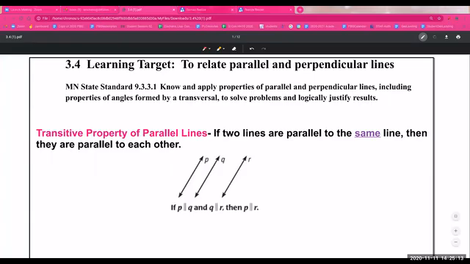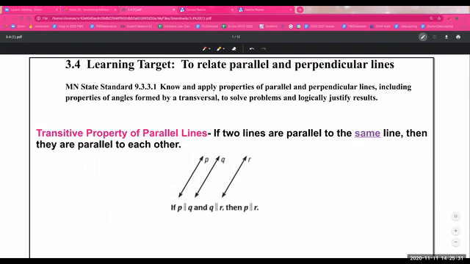Hi, this is lesson 3.4, and in this lesson we are going to be relating parallel and perpendicular lines. Now, the first thing we want to talk about is the transitive property of parallel lines. That says if two lines are parallel to the same line, then they are parallel to each other.